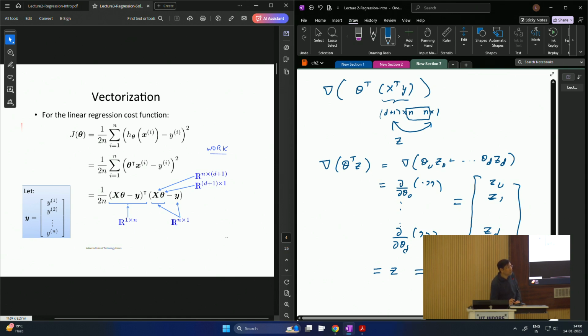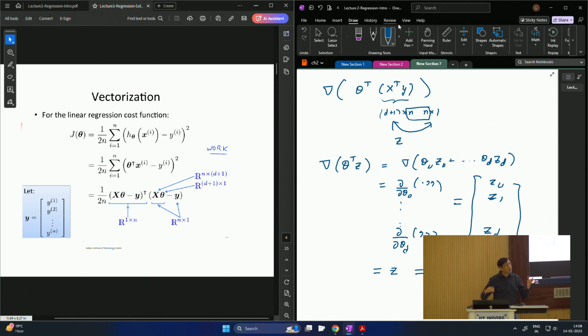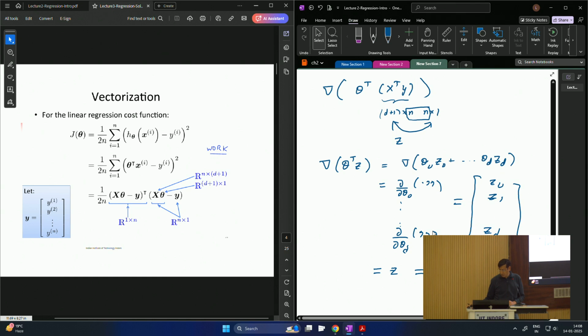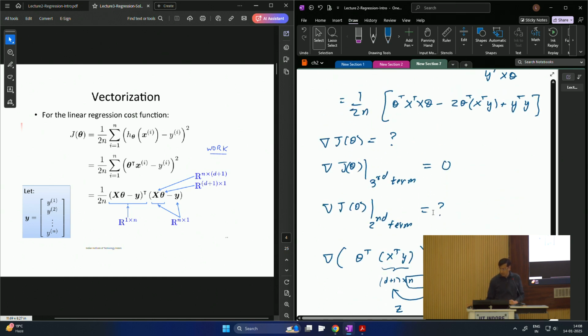I did this for the non-CSE people. I would have expected the 4th year computer science students to tell me this, because in optimization we did this so many times. Who are CS undergraduates? Raise your hand. Do you agree with me? We did this many times. I wanted you to tell me this right away, that if it's theta transpose a vector and you take a gradient, you just get that vector out. Correct?